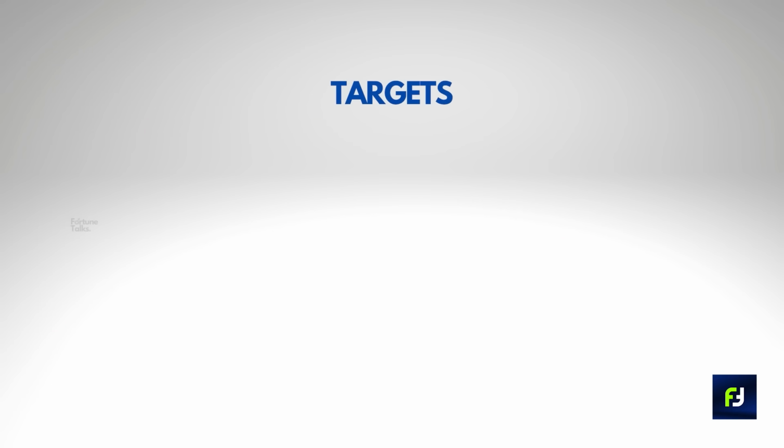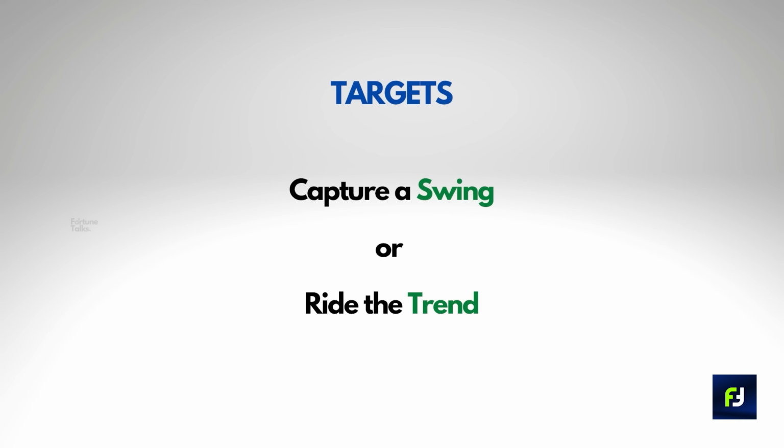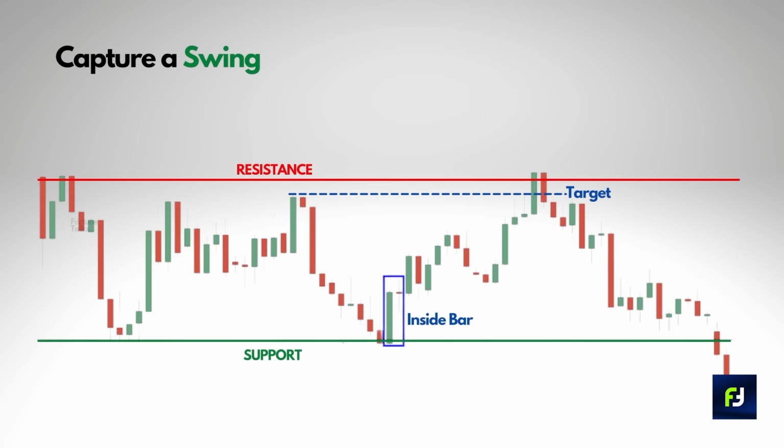Now let us talk about setting targets for inside bar trades. Your exits or targets depend on your goals. You can either catch a swing or you can ride a trend. So if you intend to catch a swing, then you can exit your trades before the opposing pressure comes in.